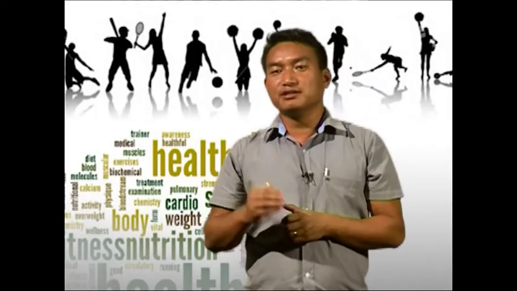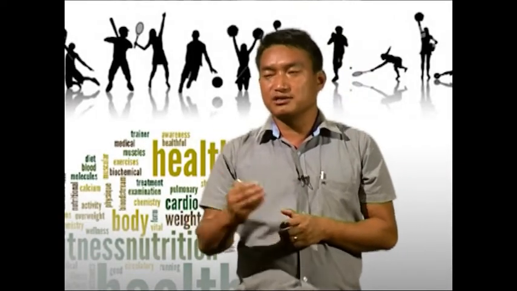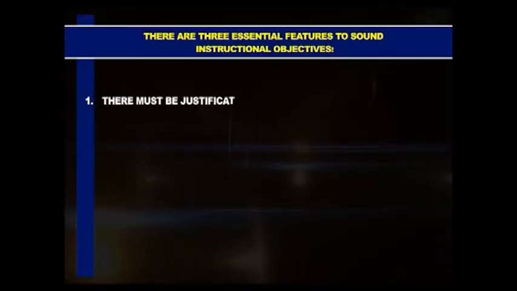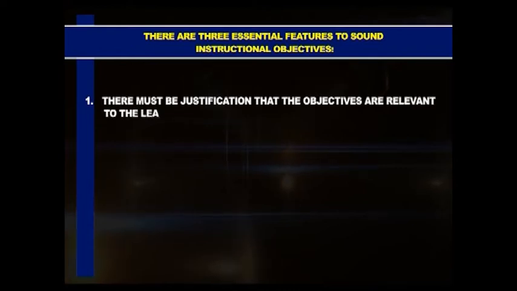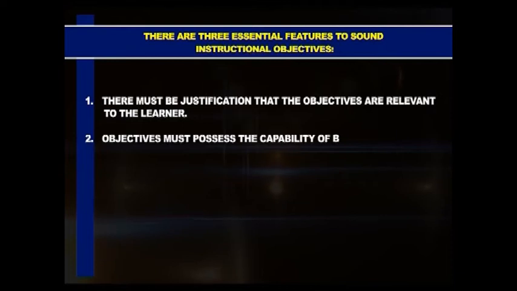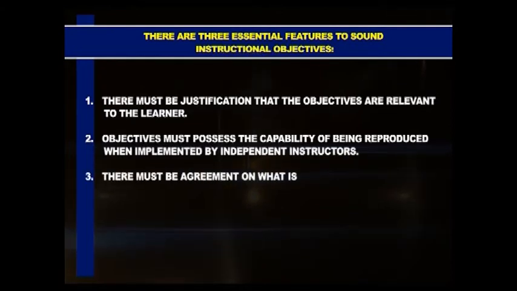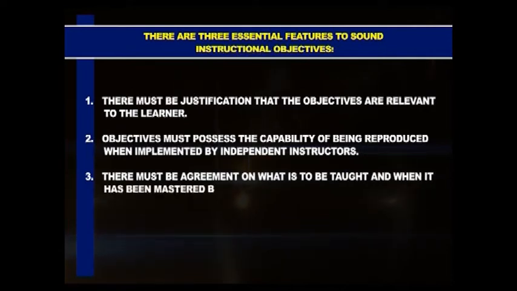There are three essential features to a sound instructional objective. Number one, there must be justification that the objectives are relevant to the learner. Number two, objectives must possess the capability of being reproduced when implemented by an independent instructor. Number three, there must be agreement on what is to be taught and when it has been mastered by the student.